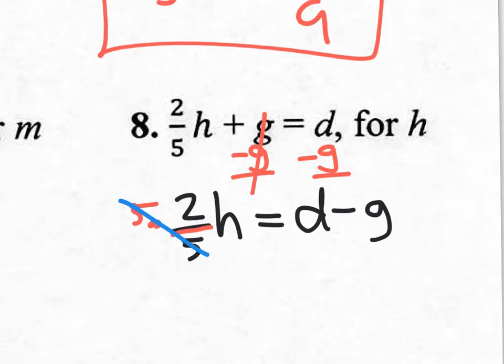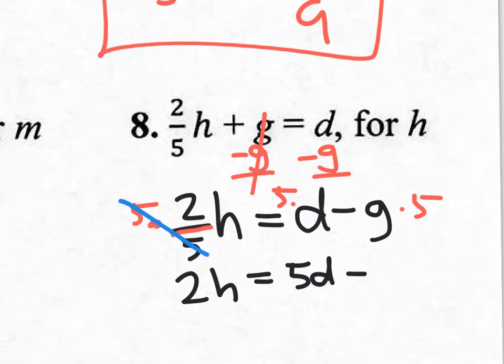Now, on the other side, you really do have two terms. You have one term that's a d and another one that's a minus g. So you need to multiply both terms by 5. Keep that in mind. Again, let me reiterate that rule. Whenever you want to get rid of a fraction, you need to multiply everything by the denominator. So our new equation will be 2h equals 5 times d is 5d, and 5 times g is 5g.